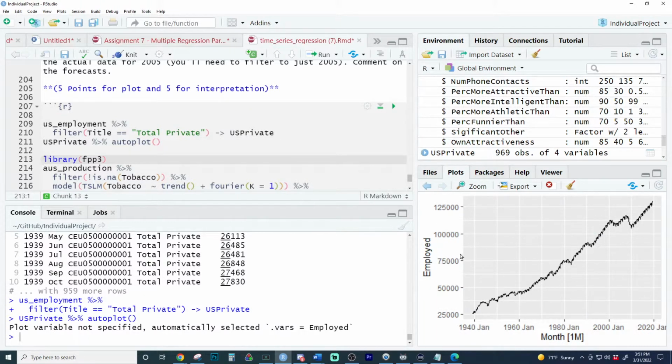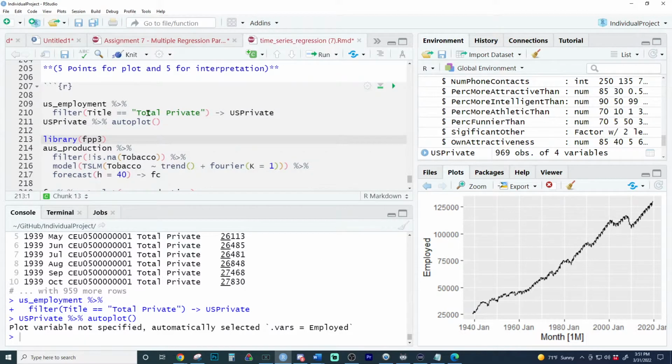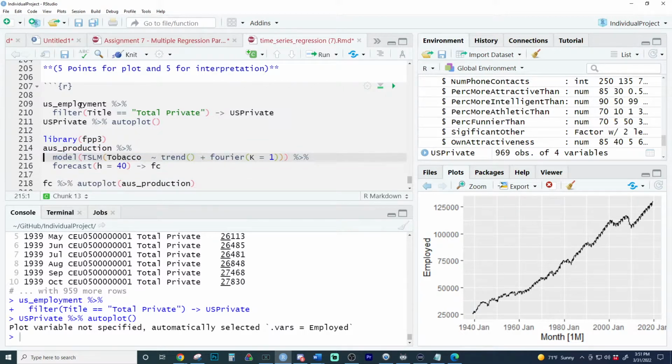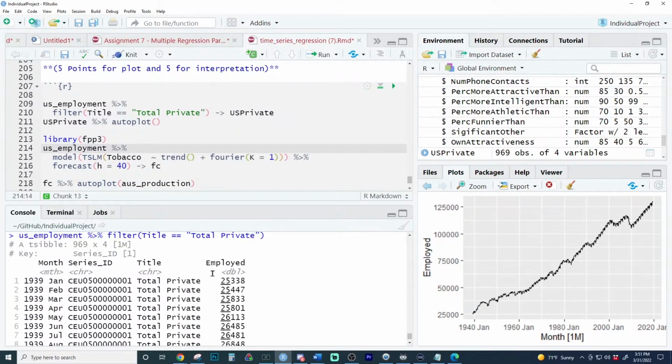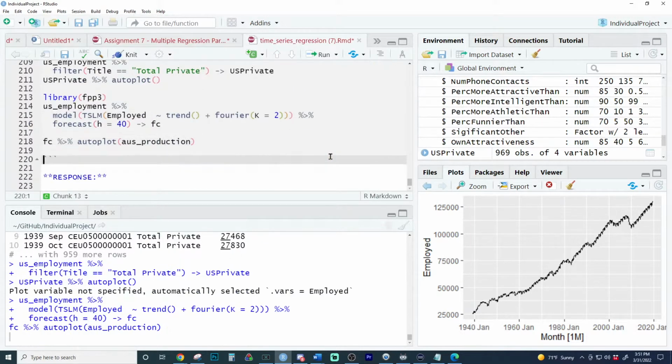And it might have some sort of harmonic thing going on, but the trend harmonic might actually work really well for this. We're basically just using the same thing, but we don't need the filter right here. So it's a very similar code for this, because we're just going to take the U.S. employment, pipe it through to here, and then instead of doing the tobacco, we're going to do the employed instead, and we'll put a harmonic term of 2 to start, and just take a look at what's going on right here.